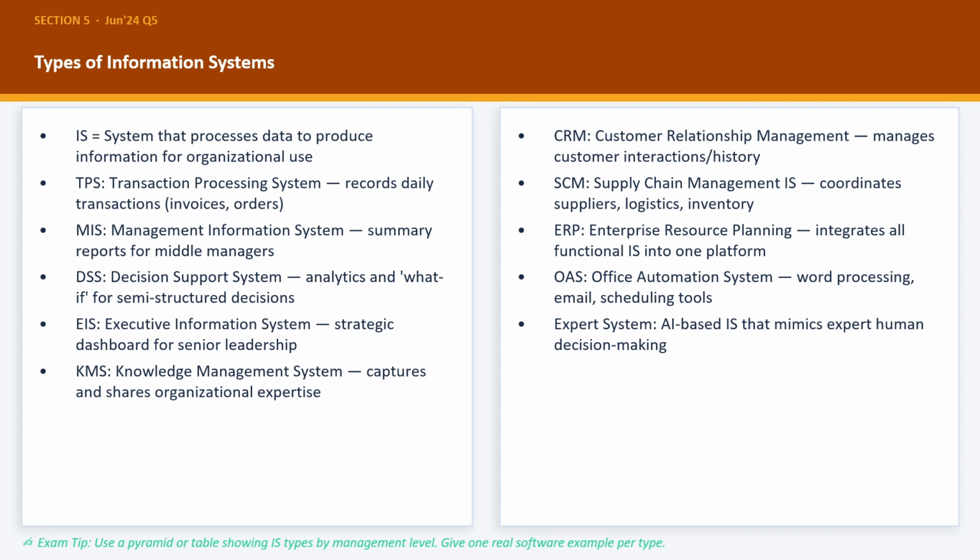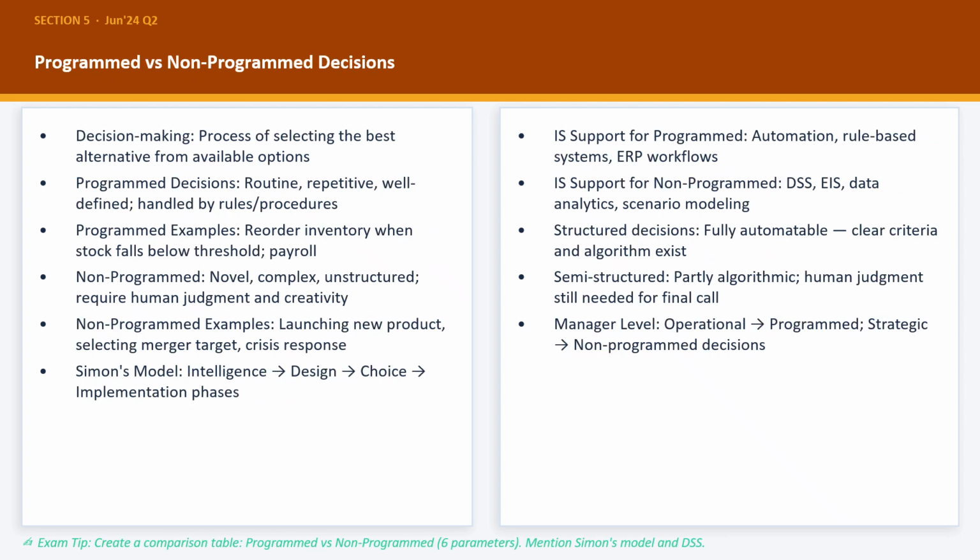Programmed versus non-programmed decisions. Write 1. Definitions. 2. 6 comparison parameters. 3. Simon's model. 4. Examples. 5. IS support. Value of information. Explain definition, cost benefit approach, information economics, quality dimensions: accuracy, timeliness, completeness, relevance, reliability. Add a business example.